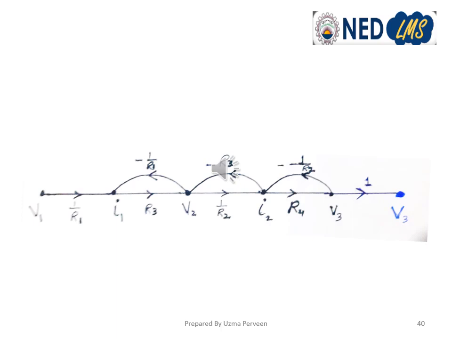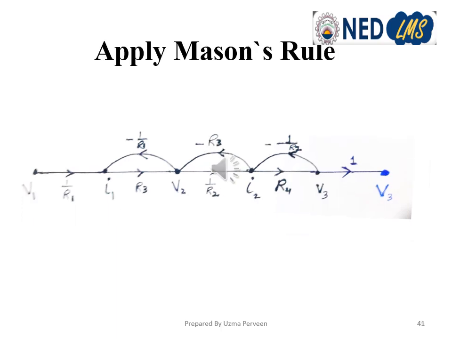Here V3 equals V3. We have added a branch with a branch gain 1, and the equation for this new branch will become V3 equals V3, that is, it will remain the same, and we have made a dummy node such that we have an output node. Now in this final signal flow graph, we'll mark loops and pairs of non-touching loops, and we'll apply Mason's rule to find V3 upon V1.